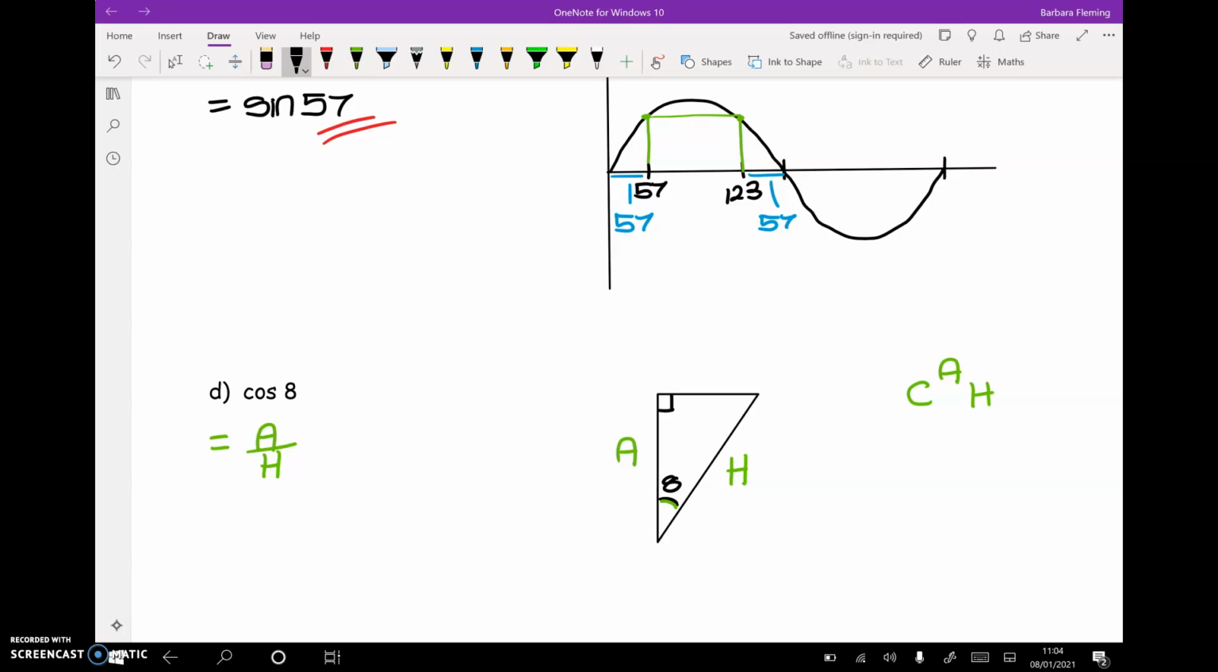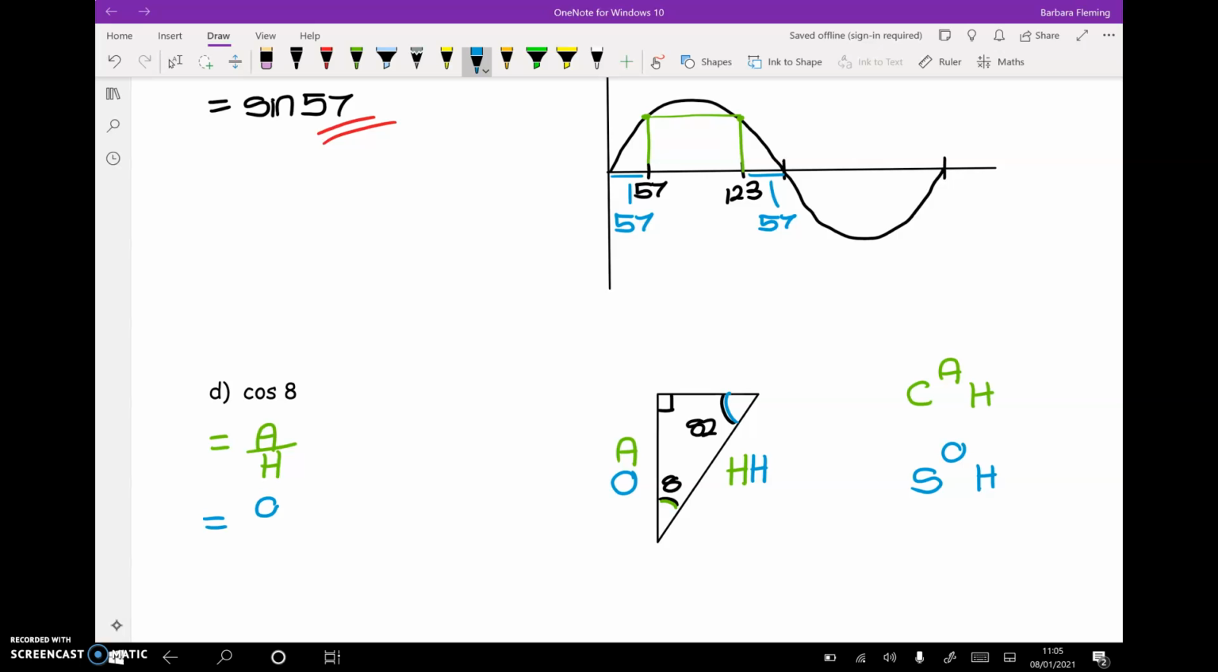Now, we want to fill in this extra angle in here. We've got 180 degrees in a triangle. Take away your 90 and take away your 8, and you're left with that angle being 82 degrees. So if you're looking at that other angle there, sine of an angle, so I'm now looking at this 82 degrees, sine of an angle is your opposite over your hypotenuse. Now those are both the exact same.